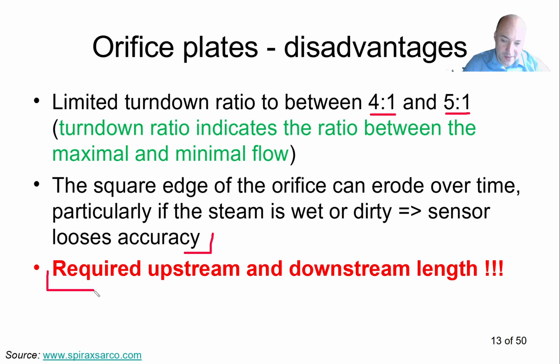And I was already talking about this last disadvantage. The orifice plate requires a very, very large distance both upstream and downstream, and we have seen that in a table. It can be very large distance. So it might be even impossible to install the orifice plate in an application, because you simply will not have enough space and enough straight sections in the piping so that you can install the orifice plate correctly. So this is, in my opinion, the biggest disadvantage of the orifice plate.